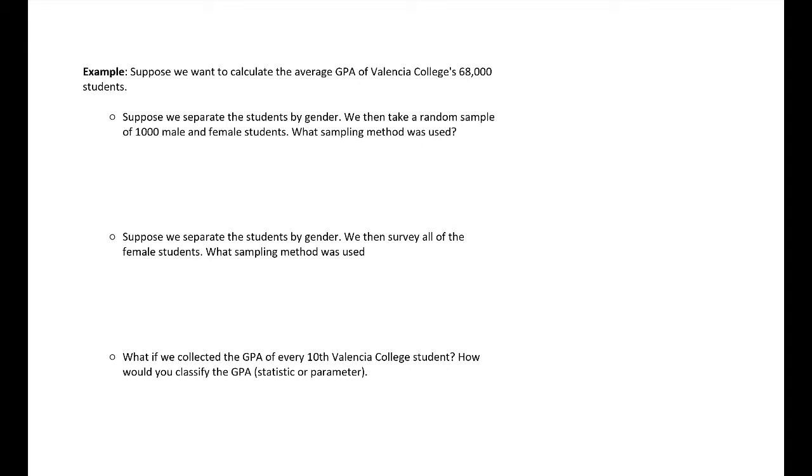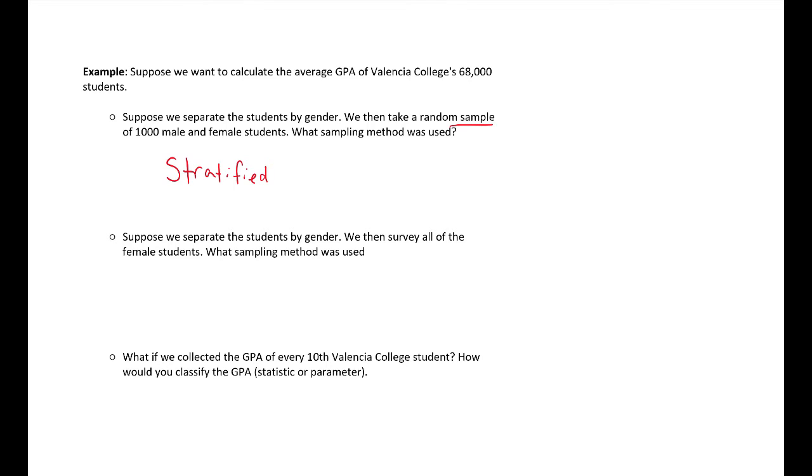What sampling method was used? Well, we created subgroups, and we took a sample from those subgroups. Therefore, the sampling method that was used is stratified sampling. Subgroups, sampling, stratified. Okay? Let's go back. Suppose we separate the students by gender once again. We then survey all of the female students. What sampling method was used here?